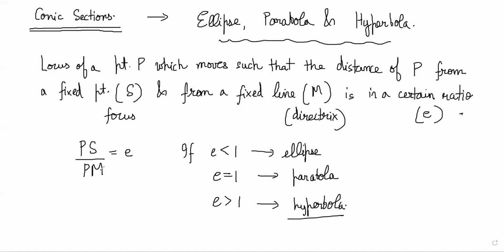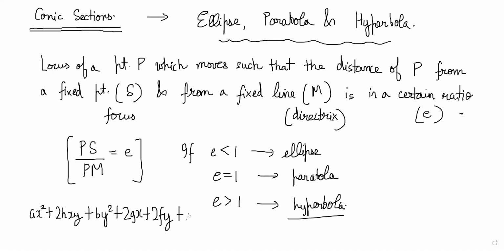Now, all the three curves can be represented. If you follow this definition, you will be able to show that they can be represented by 2-degree equations like this, 2-degree equations in X and Y. This 2-degree equation can represent parabola, ellipse, hyperbola. It can even represent pair of straight lines and circles. And this is standard coordinate geometry theory, right?